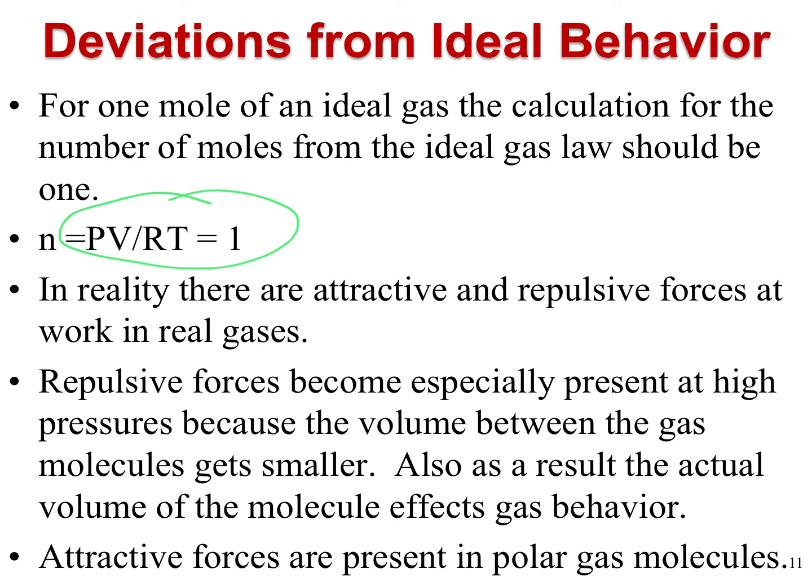Furthermore, attractive forces are present in polar gas molecules. As these molecules get closer together due to higher pressures, they interact more. Also, as polar molecules slow down due to lower temperatures, they interact more. As such, lower pressures and higher temperatures provide conditions that are more likely to be ideal.